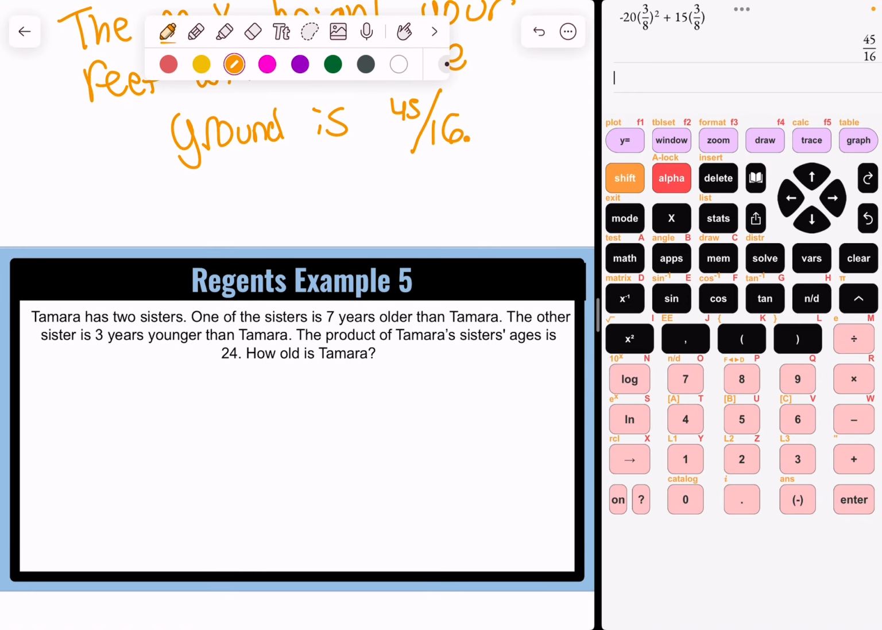Tamara has 2 sisters. So sis 1 and sis 2. One of the sisters is 7 years older than Tamara. So 7 plus Tamara. The other sister is 3 years younger than Tamara. So Tamara minus 3. The product of Tamara's sisters' ages, product means to multiply, so we have to multiply both of these things, is 24.